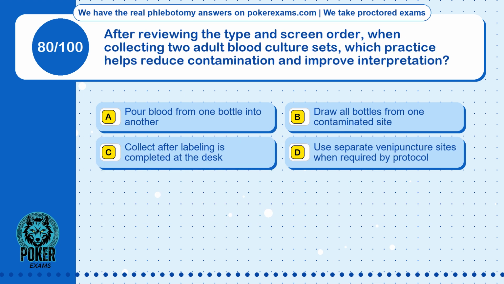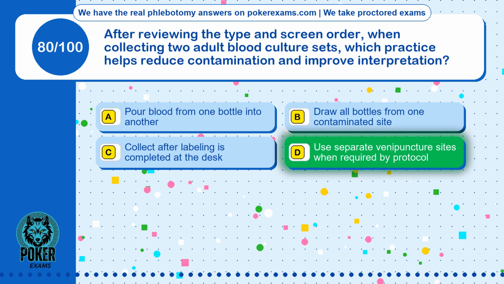Question 80. After reviewing the type and screen order, when collecting 2 adult blood culture sets, which practice helps reduce contamination and improve interpretation? Option A. Pour blood from one bottle into another. Option B. Draw all bottles from one contaminated site. Option C. Collect after labeling is completed at the desk. Option D. Use separate venipuncture sites when required by protocol.